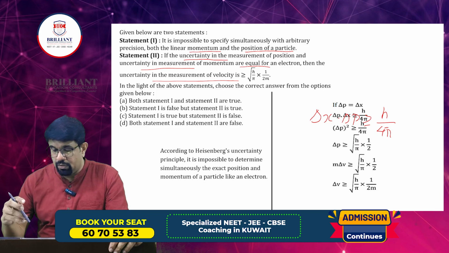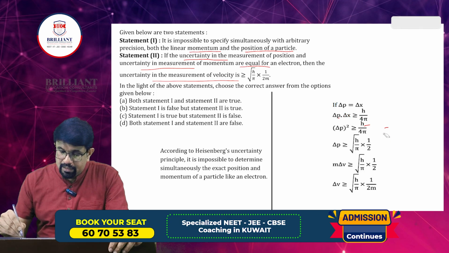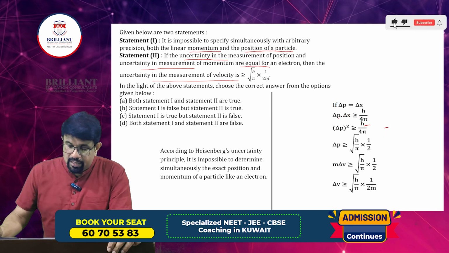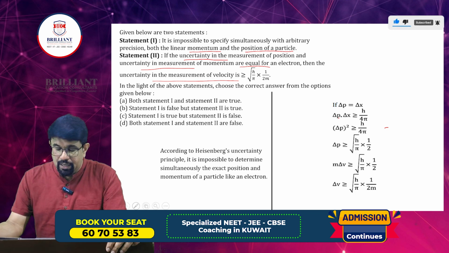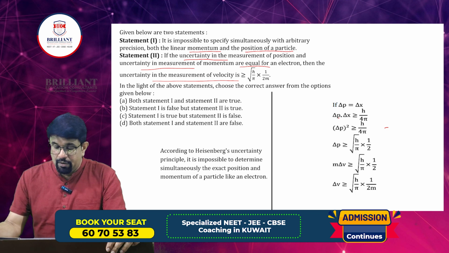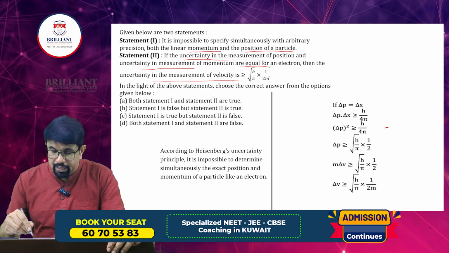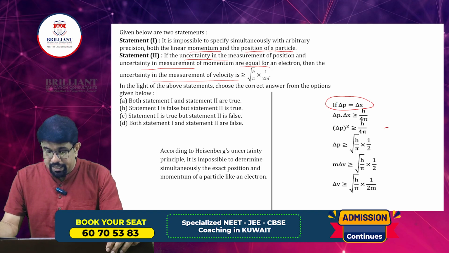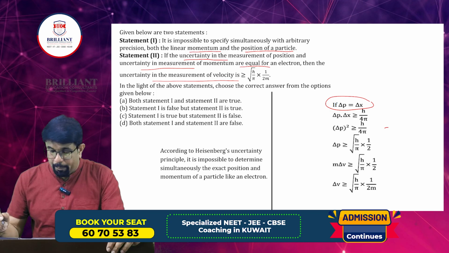Yes, here we already know that this is the equation, right? Here they have given the uncertainty in velocity, so how can we calculate this? Since delta p is equal to delta x, the uncertainty in position and the uncertainty in momentum are equal, from there we have to calculate the uncertainty in the velocity. So we take delta p and delta x as equal, so delta p square is greater than or equal to h by 4 pi, right?